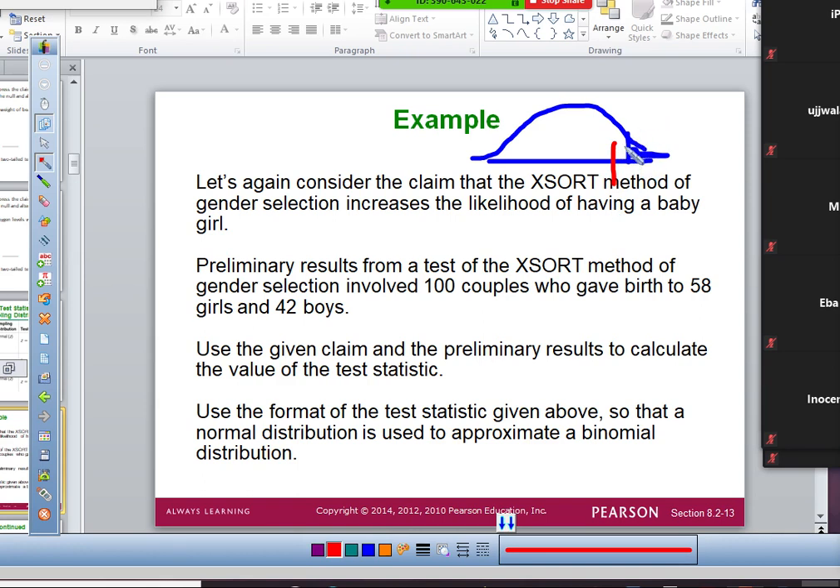This is like, say, maybe it was 1.60, which seems kind of unusual, but we know that usually it's right around 2 where it really becomes unusual. But it might be that X sort really does make you have more girls than boys. So it might be that it does actually increase the likelihood. We just couldn't prove it because it wasn't extreme enough. 1.6 was pretty good evidence, but not enough evidence.